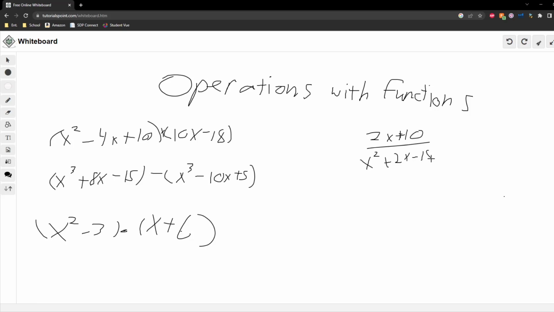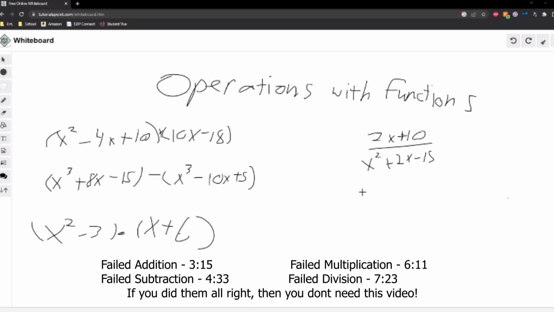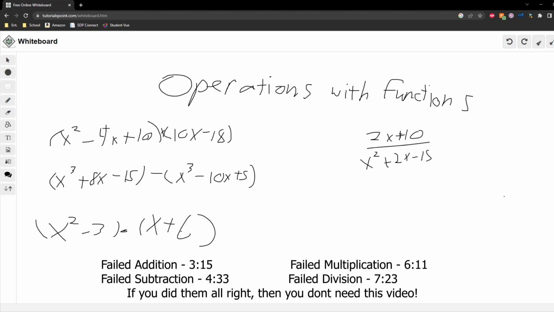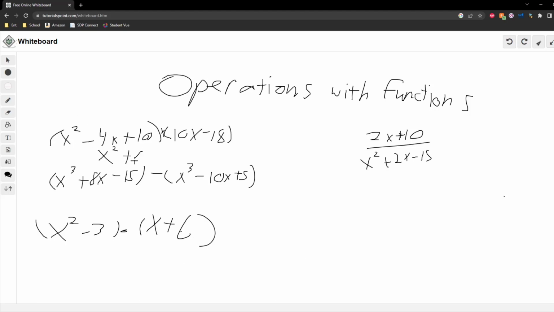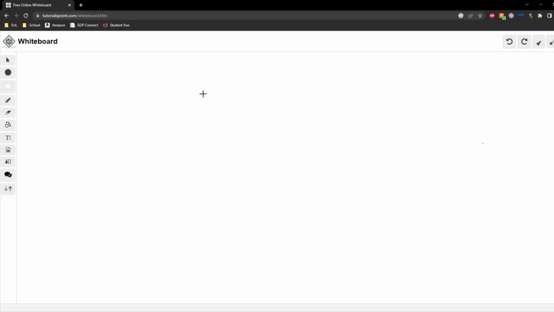Now, let's go over them. Depending on which number you got to, you can skip to these timestamps below to work at your level. Number 1 was x squared plus 6x minus 8. Number 2 was 18x minus 20. Number 3 was x to the power of 3 plus 6x squared minus 3x minus 18. And number 4 was 2 divided by x minus 3.